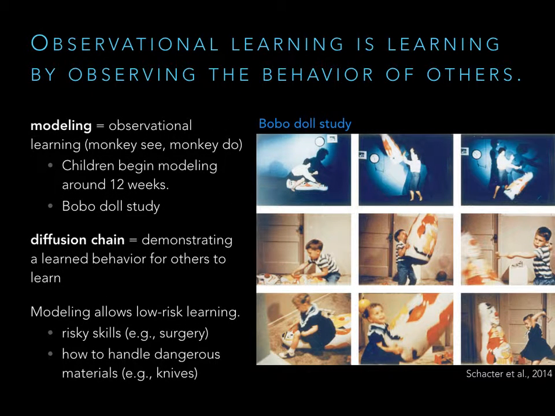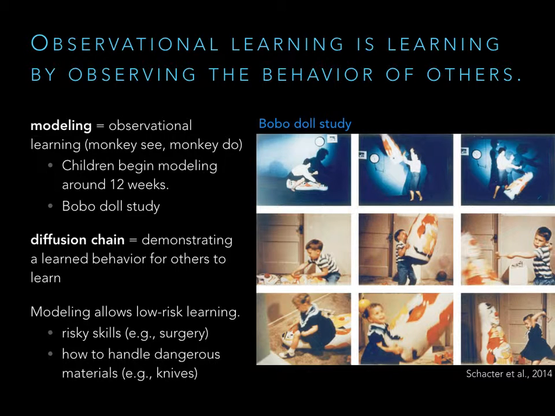Now we also learn by modeling. We learn by observing others and copying them. Monkey see, monkey do. Humans are really good at this. In fact, we're much better than monkeys. It should be human see, human do. But this is observational learning. It's called modeling. We see someone do something and we say, all right, I'm going to do that too. And children begin learning through modeling when they're about 12 weeks old.